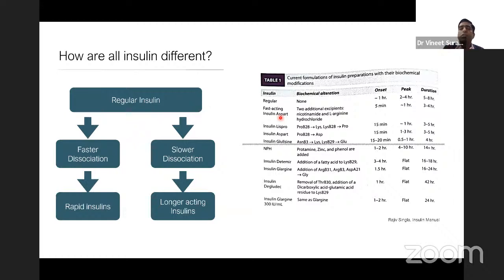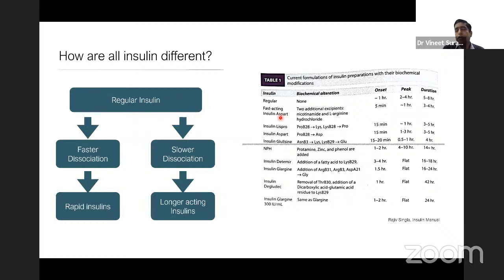The faster acting insulin aspart has the advantage that it starts working within 5 minutes, and it just goes off in 3 to 4 hours. Similarly, we have insulin Lispro and Aspart, which have an onset of 15 minutes. Then we have insulin Glulisine, almost similar. So Lispro, Aspart, and Glulisine are almost similar, but from different companies. Then we have a longer acting one, something like NPH, which is the oldest longer acting one.